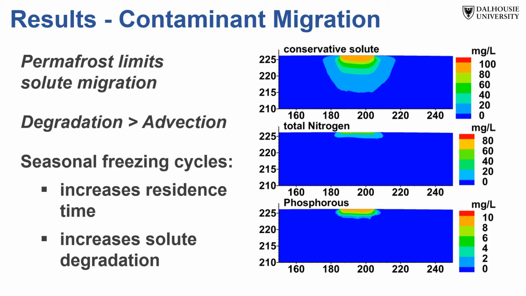For the reactive contaminant nitrogen, the plume is far less persistent due to the combined degradation as well as the temporary immobilization from seasonal freezing in the active layer.